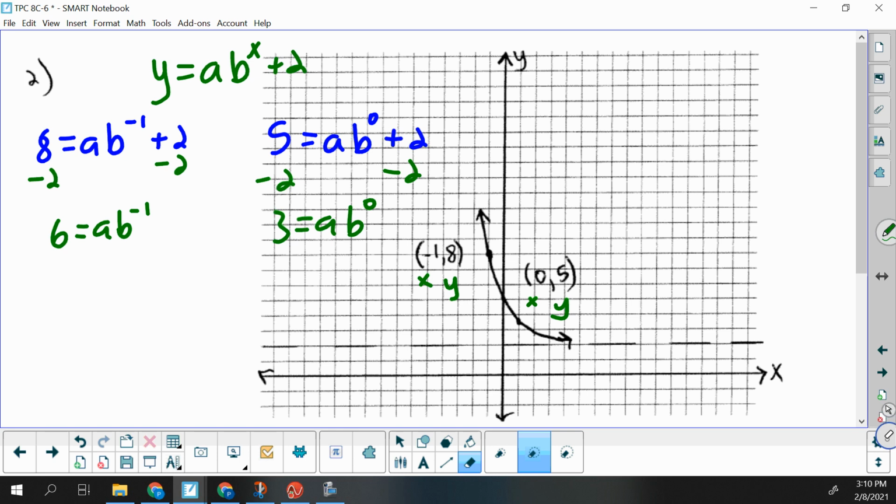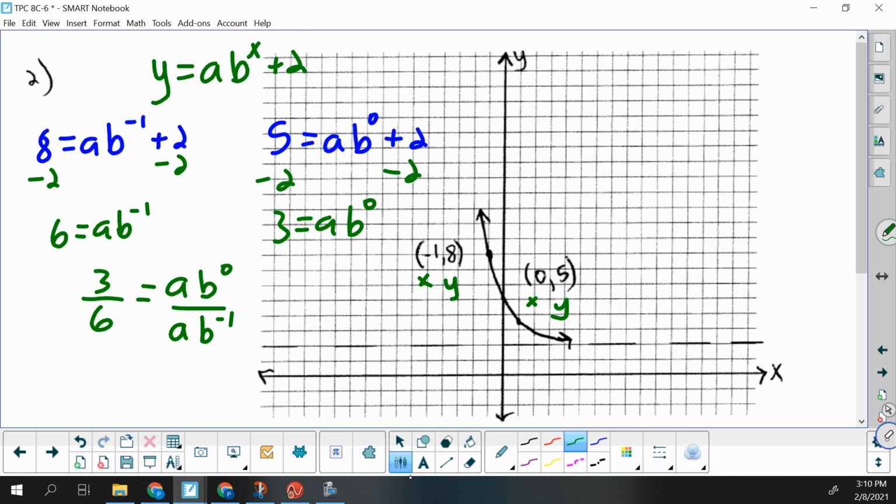We always want to divide our equations and have the bigger exponent on top. 0 is bigger than negative 1. So we're going to have 3 divided by 6 equals a times b to the 0 over a times b to the negative 1. 3 over 6 reduces to a half. The a's divide out. And be really careful when we subtract our exponents. 0 minus negative 1. Minus a minus is a plus, so it's really just going to be 1. B to the first is just b.